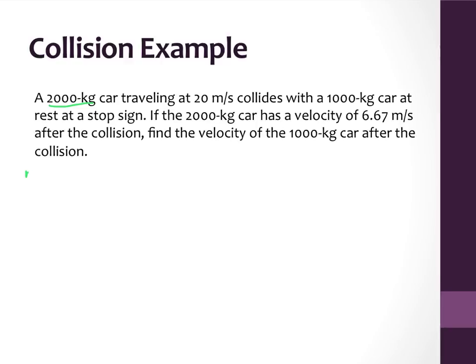So here, let's start with mass 1 as 2,000 kilograms. And it initially travels with this speed. So object 1 with its initial velocity is equal to 20 meters per second. It collides with a 1,000 kilogram car. So that's our second object here, 1,000 kilograms, at rest at a stop sign. So initially the other object was at rest.